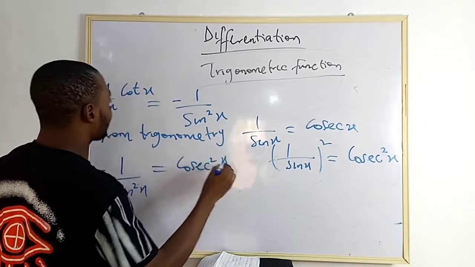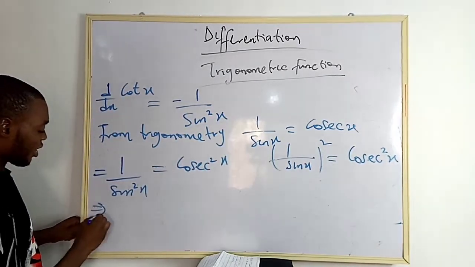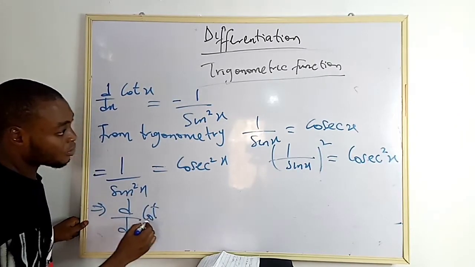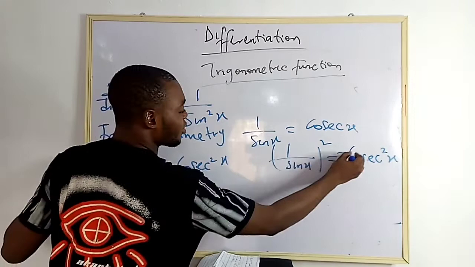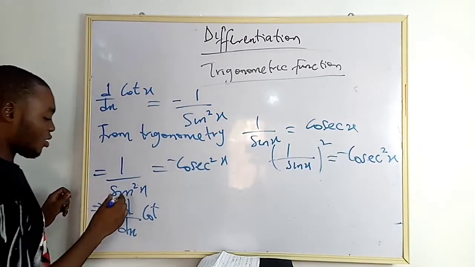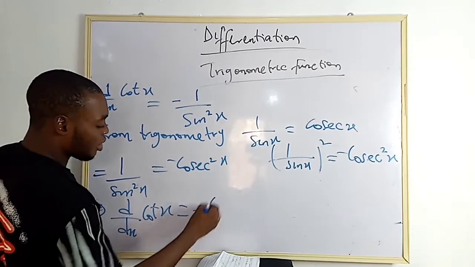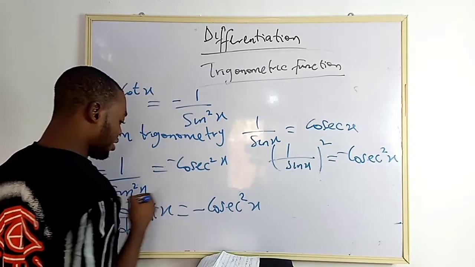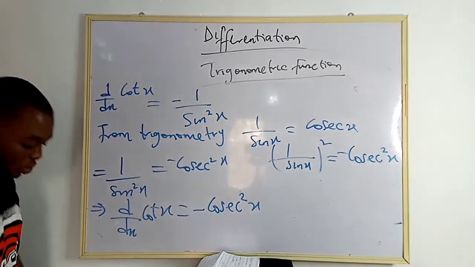Cosec squared x. So which implies that d/dx, the derivative of cot x, don't forget our minus, please. Our minus 1 over sine squared x equals minus cosec squared x. So the derivative of cot x will be equal to minus cosec squared x.